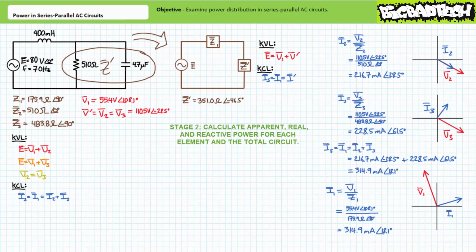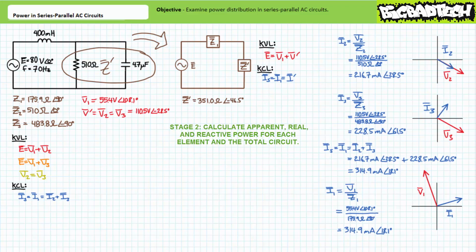Now that we've cleared stage 1, let's see if we can calculate the apparent, real, and reactive power for each individual element and for the total series parallel circuit. Again, recall that power calculations necessitate the use of relative phase shift between voltage and current. Using anything other than relative phase shift will yield worthless results.